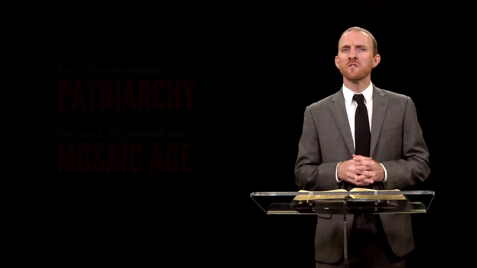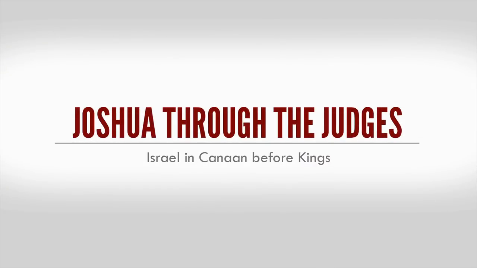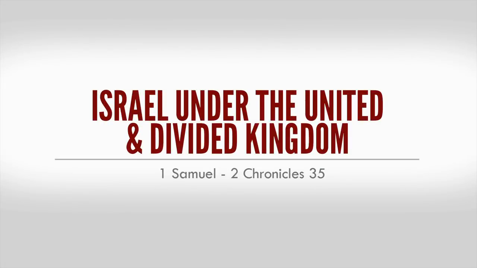In our fourth lesson, we examined the work of Joshua after the death of Moses through the period of the Judges. This period ended with God's prophet Samuel anointing Saul to be Israel's first king. In our fifth lesson, we studied Israel under the United Kingdom, followed by Judah and Israel under the divided kingdom. Israel eventually went into Assyrian captivity, while much of Judah was exiled to Babylon.